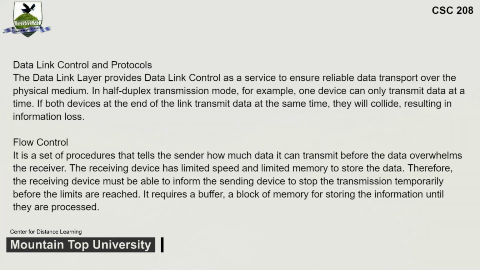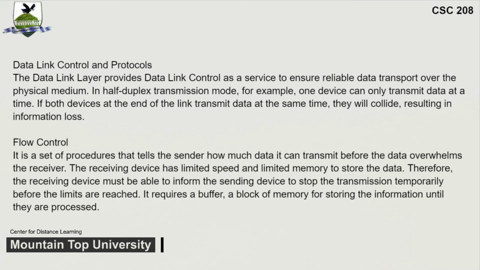Data link control and protocols. The data link layer provides data link control as a service to ensure reliable data transport over the physical medium. In half-duplex transmission mode, for example, one device can only transmit data at a time. If both devices at the end of the link transmit data at the same time, they will collide, resulting in information loss. Flow control. It is a set of procedures that tells the sender how much data it can transmit before the data overwhelms the receiver.